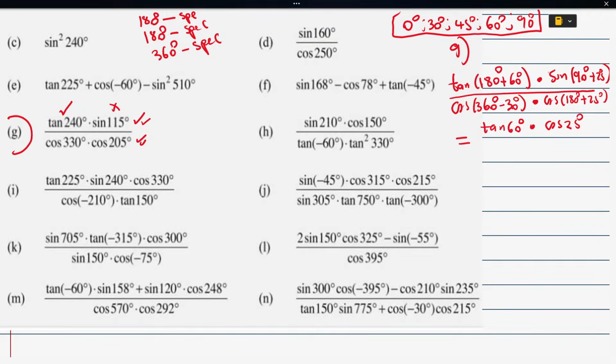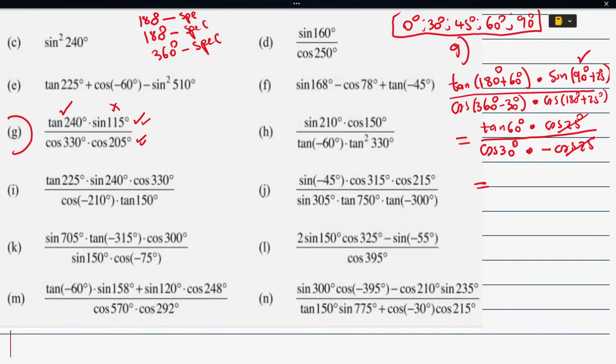It's a co-function. It's because of this 90, learners. You see, I'm changing because of that 90. That's why it is changing. Right? Then I come to the denominator. This one will be cos 30 degrees multiplied by, which quadrant? You can press a calculator to check the sign. This is negative cos 25. So that's why cos 25 and cos 25 will cancel.